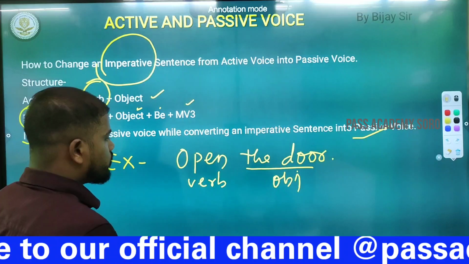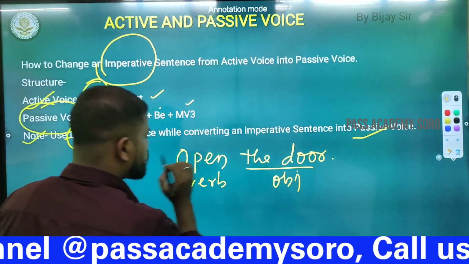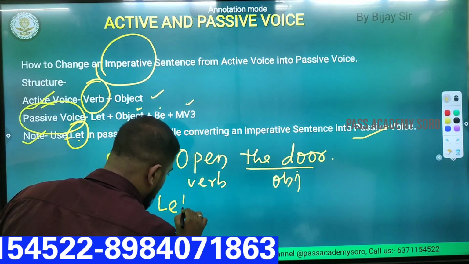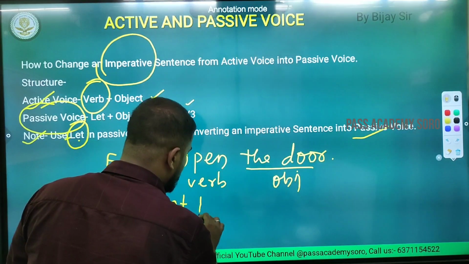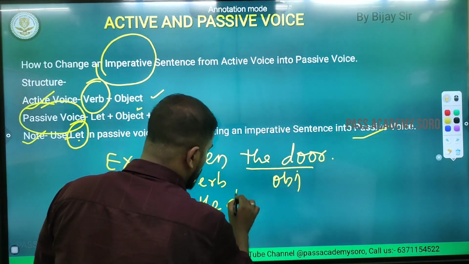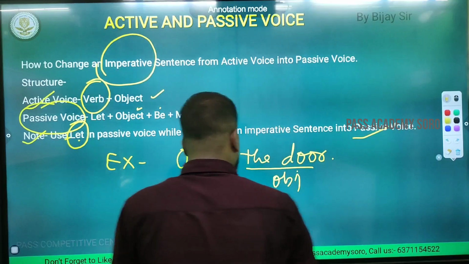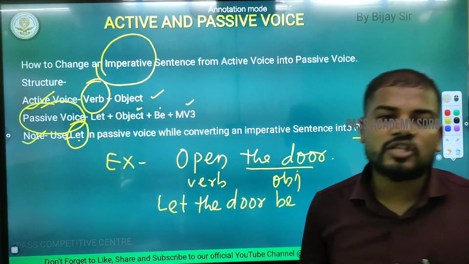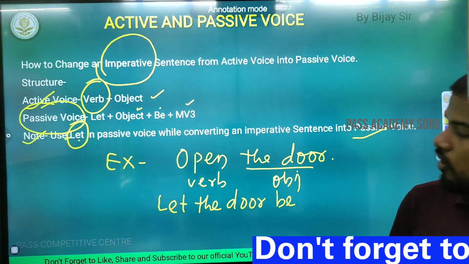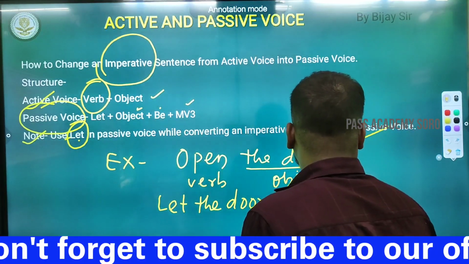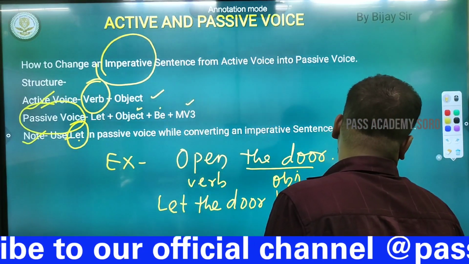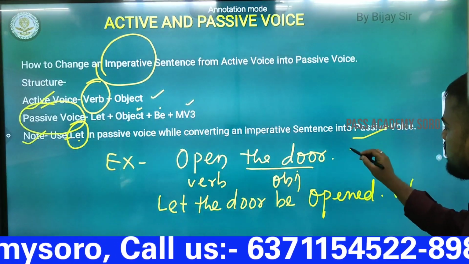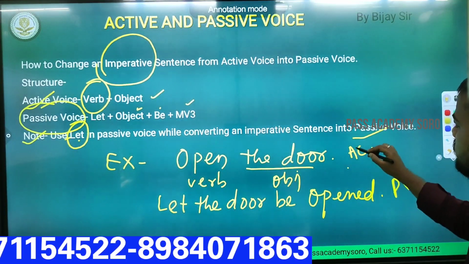Open the door: this one is the verb and this one the object. According to the rule, we have to use let. Let the object, the door. Let the door. Now we will use be: let the door be, and the third form of open, that is opened. Open, opened. Let the door be opened. This one is our passive voice, dear student, and this one is the active voice.